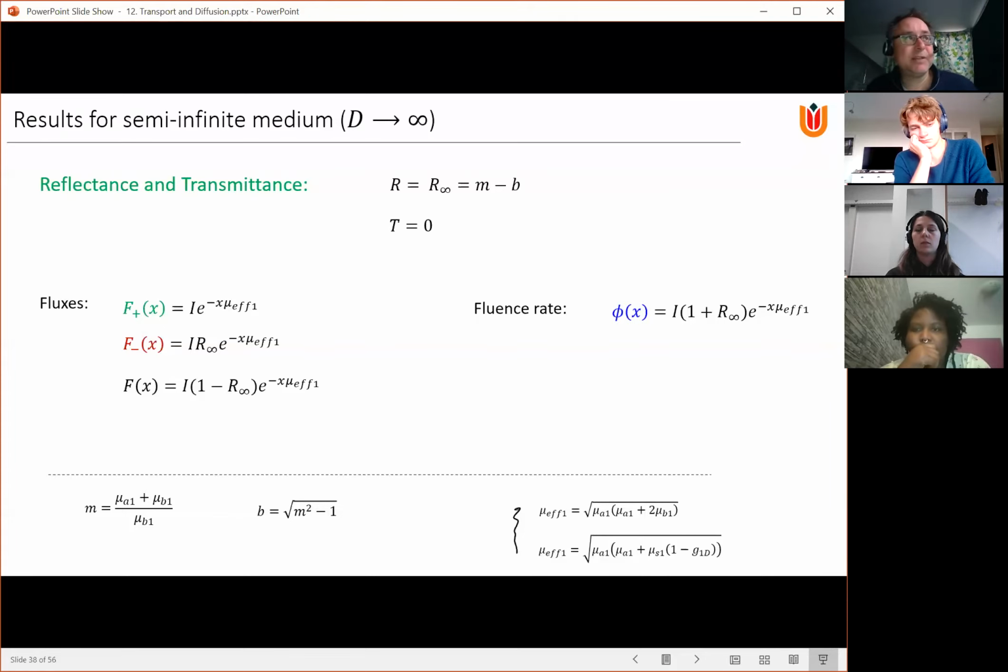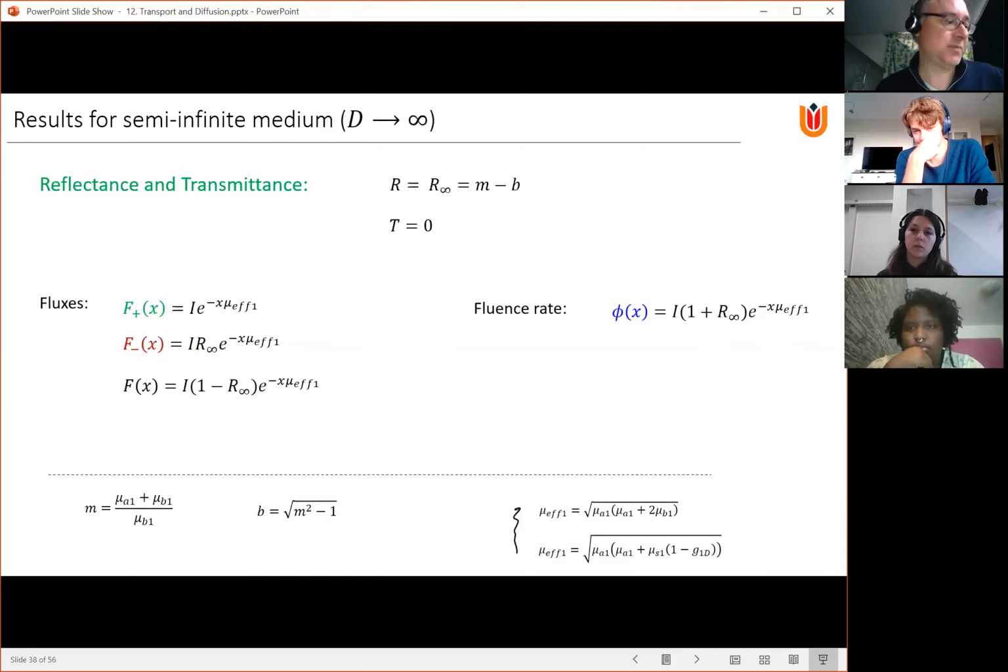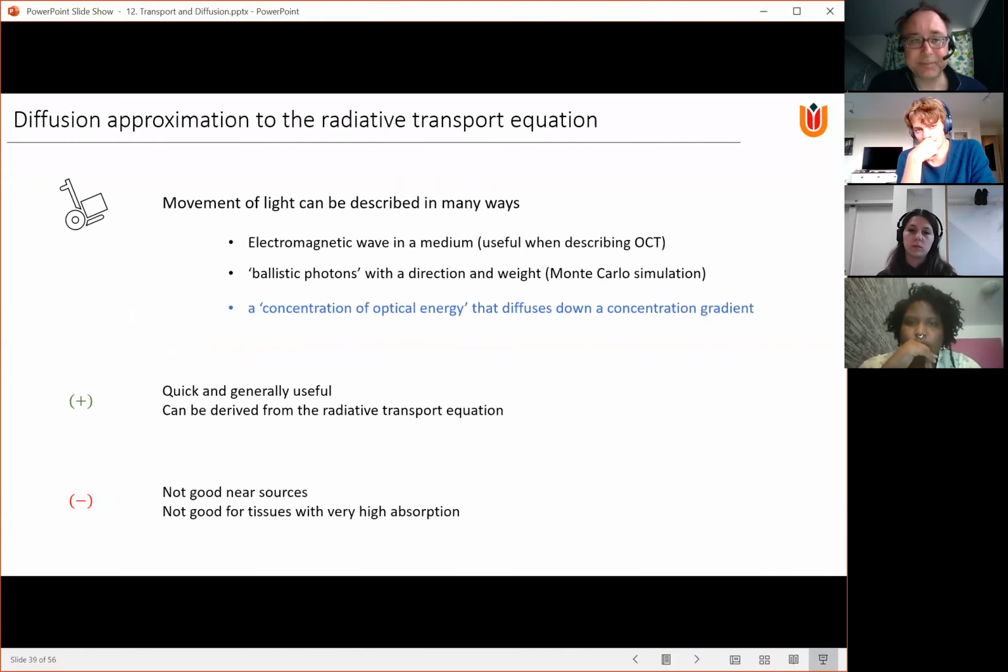The main message here is indeed that the 3D version is really hard to solve. The 1D version is solvable, as you saw, and it gives you some insight for how it behaves in 3D as well. But the thing itself is really hard to use. So what is possible is to use the diffusion approximation to the radiative transport equation.